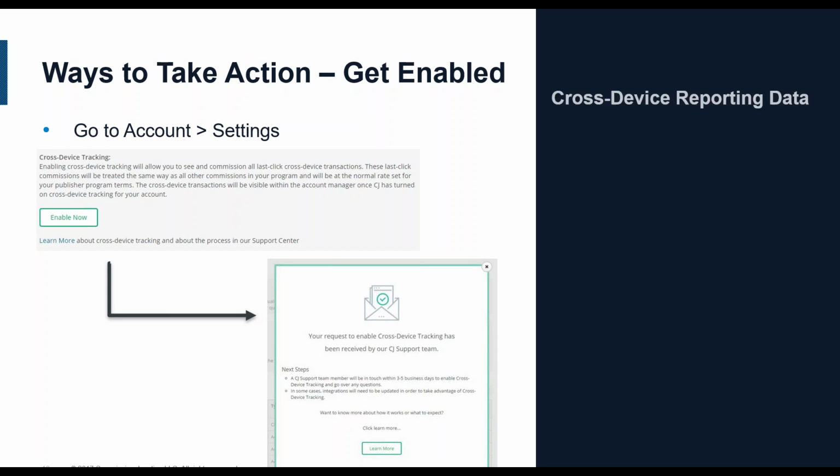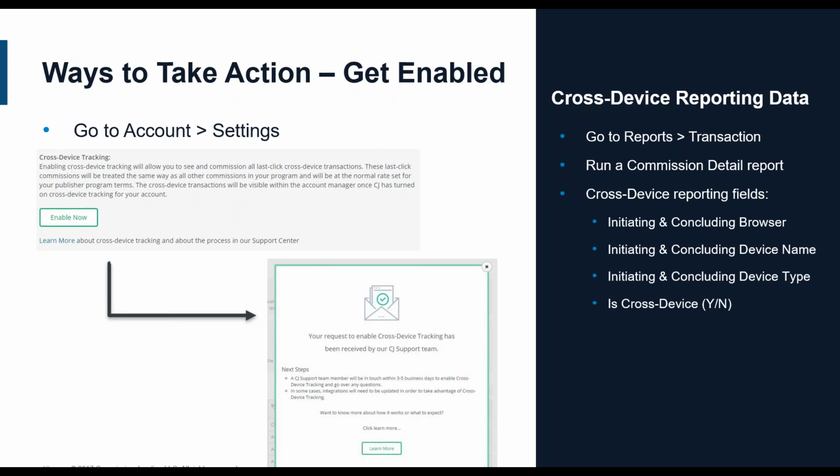Now, once that's set, of course, you will want to know where you can see all this great new data. To do that, head to the Reports Transaction page and pull the Commission Detail Report once that data starts coming in. We've added some new fields to this popular order-level report to accommodate the new data, namely initiating and concluding browser, device name, device type, as well as a binary is cross-device field, which indicates whether or not the order was captured across devices or browsers.